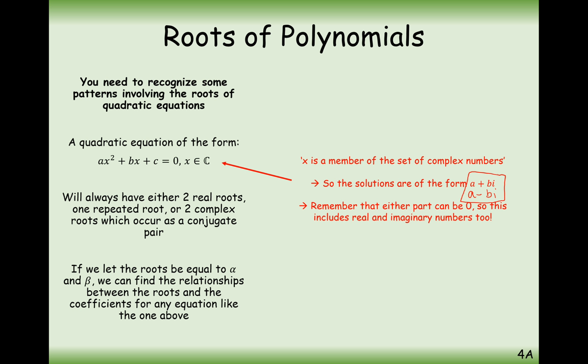What we're going to use is the notation of alpha and beta to describe the roots or the solutions of the equations, and normal letters a, b, and c to describe the coefficients of the equation of the polynomial. Coefficients is basically a word that means the numbers that go in front of the terms x squared, x, or nothing in the equation.